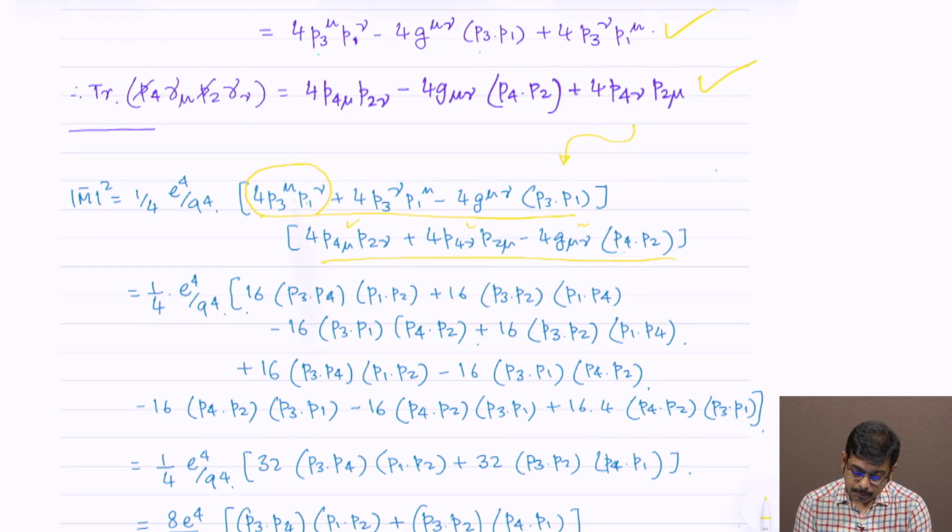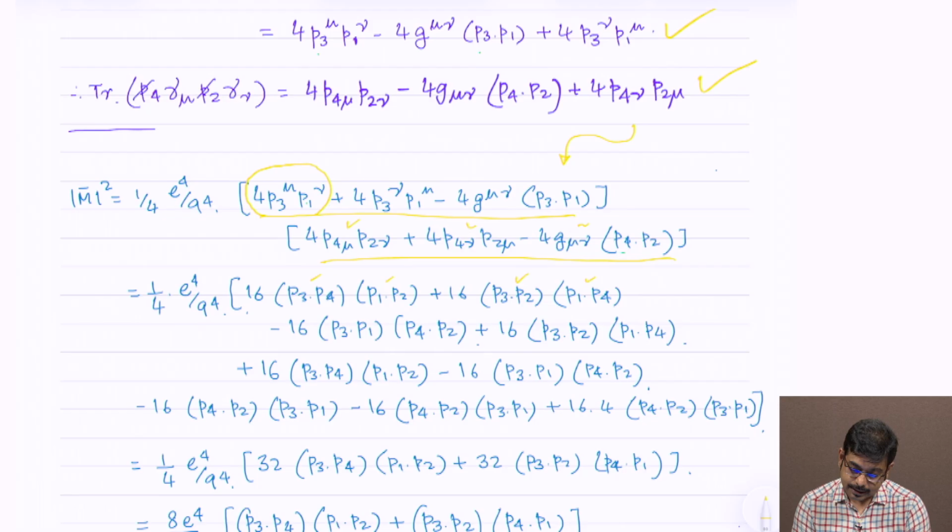So when you multiply P3 mu P1 nu with P4 mu P2 nu, what will come? Look, this will give you P3 dot P4, right? So this is P3 dot P4. P1 nu into P2 nu will give you P1 dot P2. Very good. Then P3 mu P1 nu with P4 nu into P2 mu, what will it give? P3 mu and P2 mu have the same index, so this will be P3 dot P2, and the other one is P1 dot P4. The next term is minus 16, and G mu nu when acts on P3 mu P1 nu will give you P3 dot P1, right? So this is minus 16 P3 dot P1 into P4 dot P2.